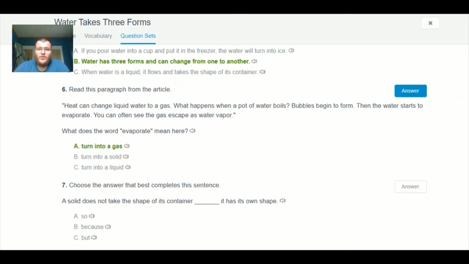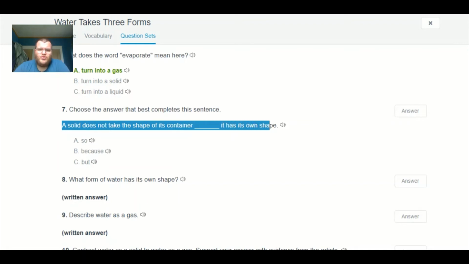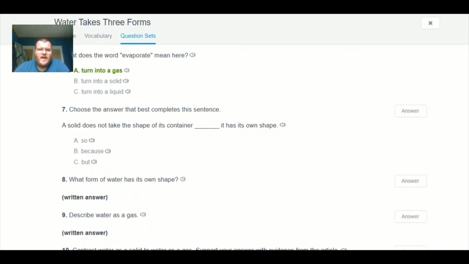It's A, turn into a gas. That gas is water vapor or steam. Number 7. Choose the answer that best completes this sentence. A solid does not take the shape of its container. It has its own shape. Is that A, so, B, because, C, but? Correct. B is because. A solid does not take the shape of its container because a solid already has its own shape.